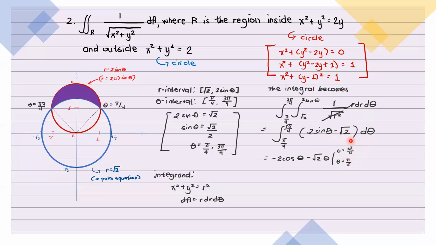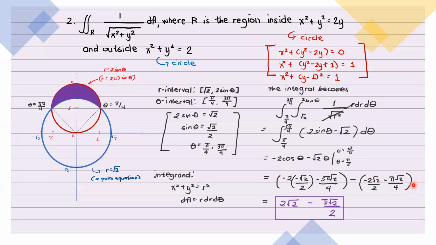Take note na sa 3 pi over 4, ang cosine ay negative square root of 2 over 2. Kapag naman pi over 4, ang cosine ay square root of 2 over 2. Okay? So evaluating lang dito sa mga bounds natin, we get the following, and then if we simplify this, combine natin yung mga may kasamang pi at yung mga walang kasamang pi. This is equal to 2 square root of 2 minus pi square root of 2 over 2. This is now our final answer. Okay?